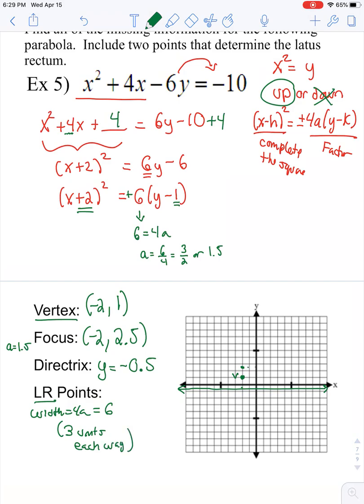Okay, so back to my focus here, I'm going to go 1, 2, 3 units. 1, 2, 3 units. You'll notice that both of these points have the same y value this time, so our y value is going to stay at 2.5. But my x values, I'm adding and subtracting 3, so I am at +1. And when I subtract 3, I am at -5. So there's my focal width points. And here's my parabola.